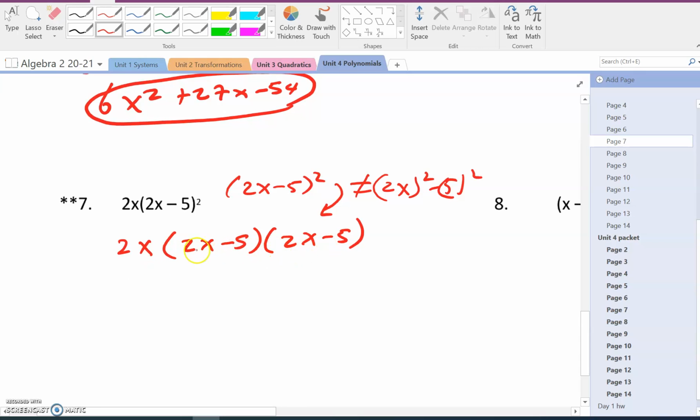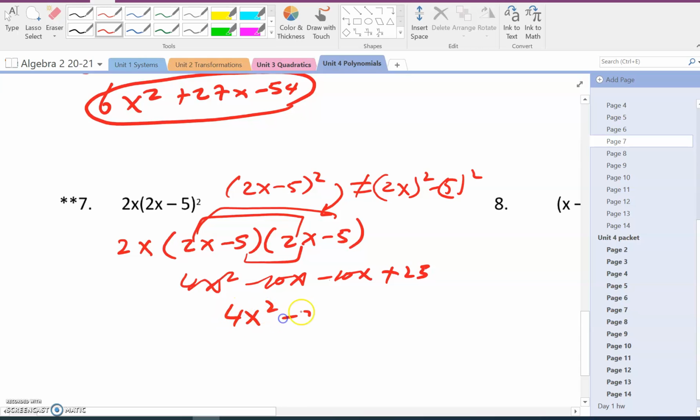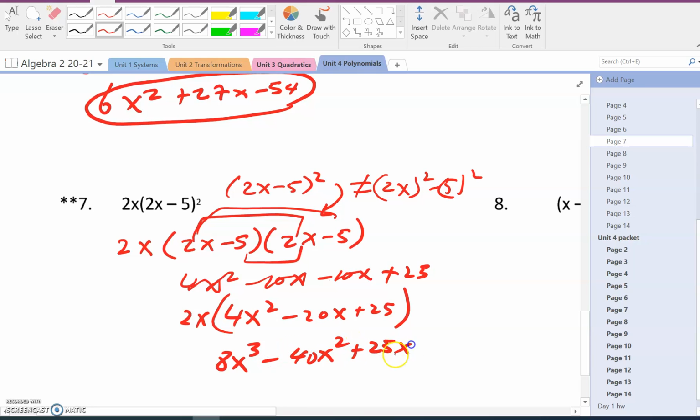So this time I'm going to FOIL first and then distribute. 2 times 2 is 4x squared. Minus 10x, minus 10x. Plus 25. So we get 4x squared minus 20x plus 25. That whole quantity times 2x. 8x cubed minus 40x squared plus 25x.